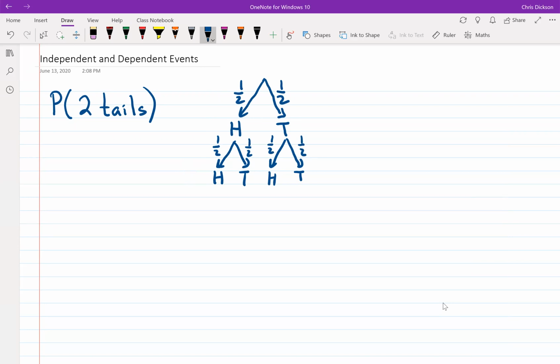Okay, and then the question is now, well, which branch shows the probability we want, the favorable outcomes? So we want to get two tails. So what I'm looking for is the tree branch that ends with 2 tails. So this would be a tails on the first flip and a tails on the second flip. So that would be 2 tails. So what I do is I multiply the branches, so each branch times the probability. So 1/2 times 1/2 is 1/4.